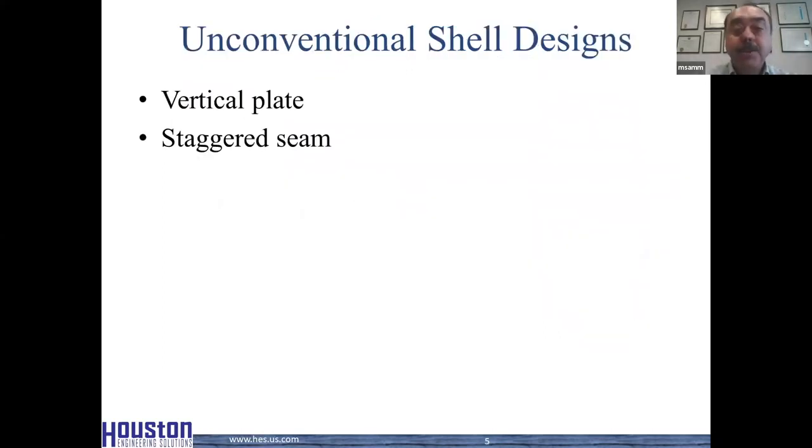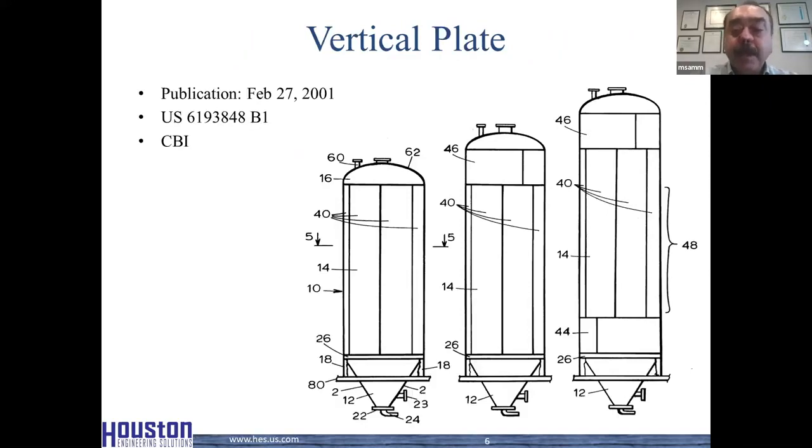To address bulging, we have 2 unconventional shell designs. One is the vertical plate design and the other one is the staggered seam design. The vertical plate design is a patented method by CB&I that was published in 2001. What it does is it minimizes the number of circumferential welds by using vertical plates. The use of that vertical plate is aimed at minimizing circ welds and therefore minimizing seam bulges.